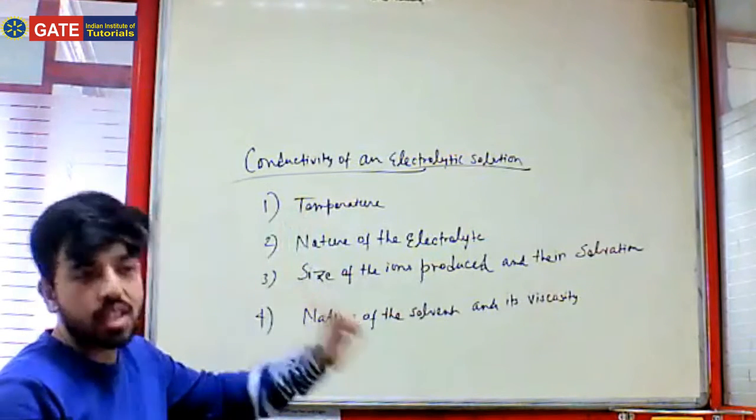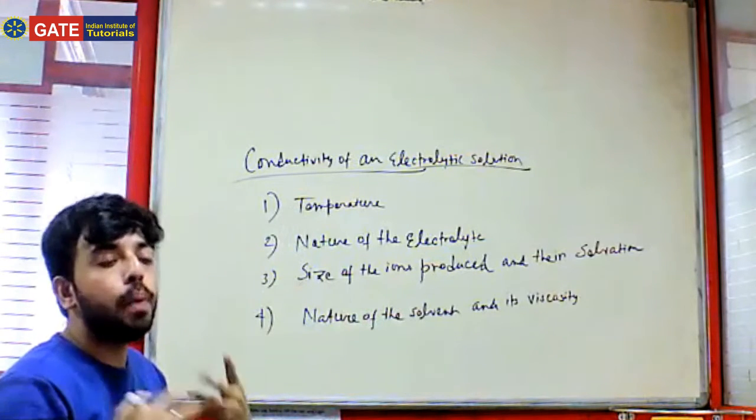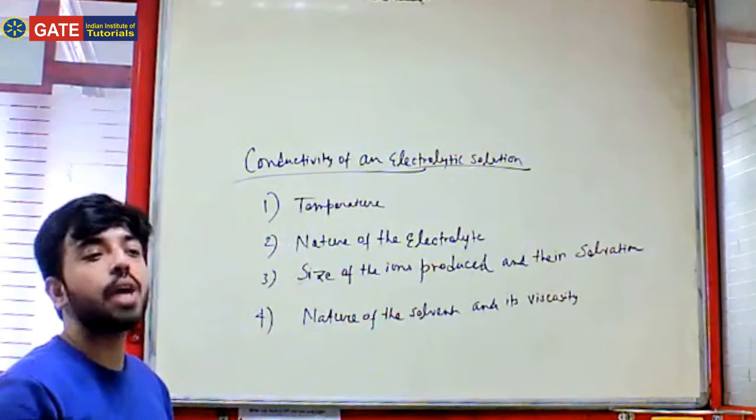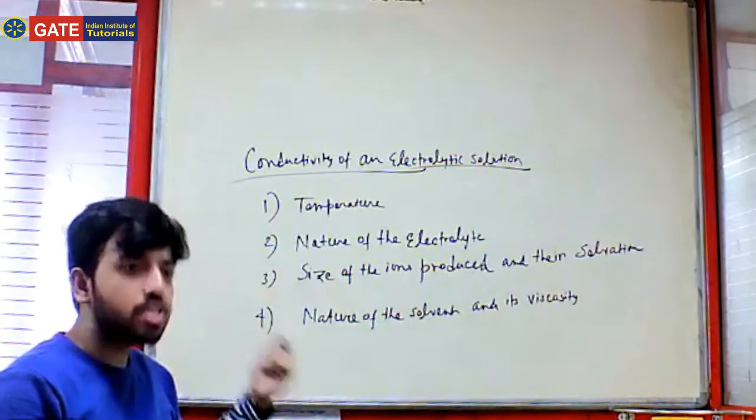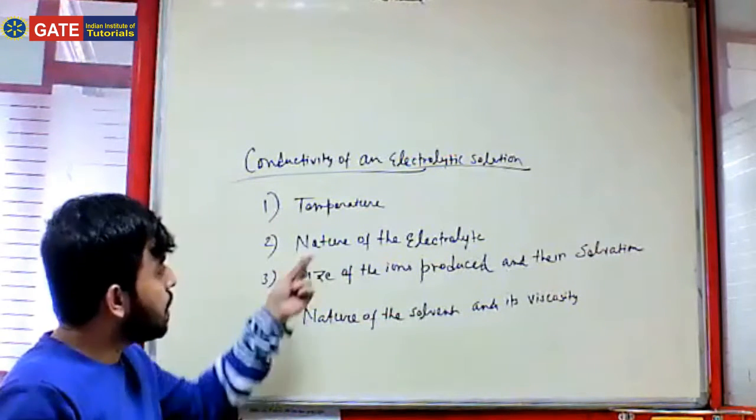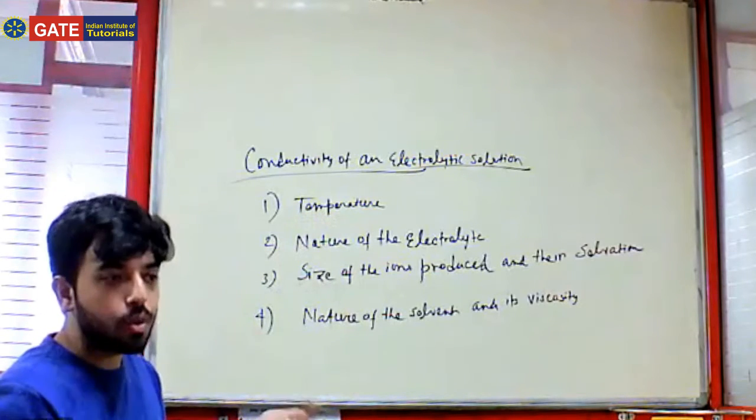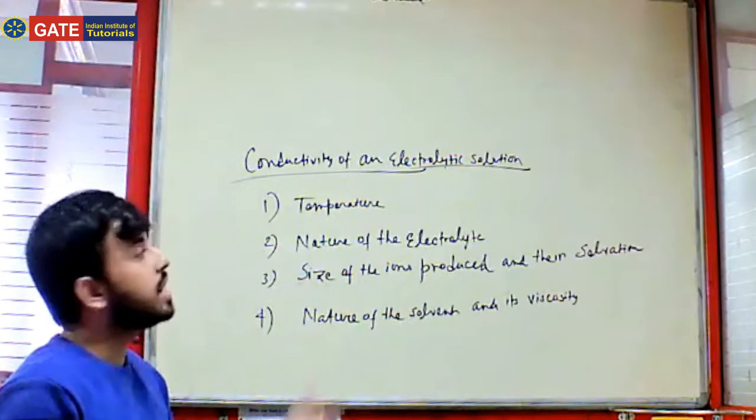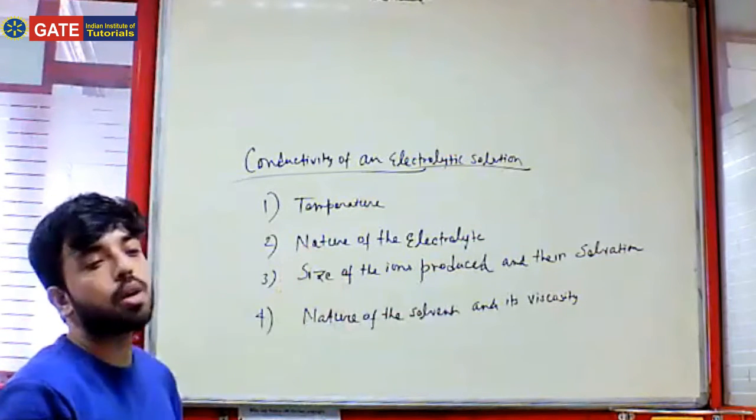Temperature. If you increase the temperature, the movement of the ions will increase. That means the ions will go here and there more, so conductivity will increase, because conductivity depends on the movement of the ions. Similarly, if you increase the temperature, it produces more kinetic energy and gives it to the ions. Ions will move fast, and if ions move fast, conductivity will increase. First point. Second point is the nature of the electrolyte.